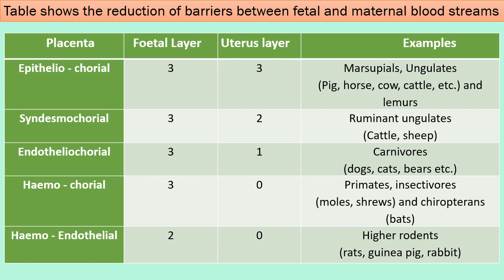Therefore, it is 4. In hemochorial placenta, there exist three fetal layers, no uterine layer. Therefore, it is 3. And in hemoendothelial placenta, there exist two fetal layers and no uterine layer. Therefore, it is 2.